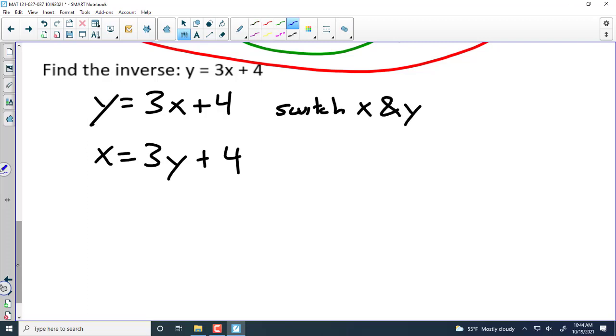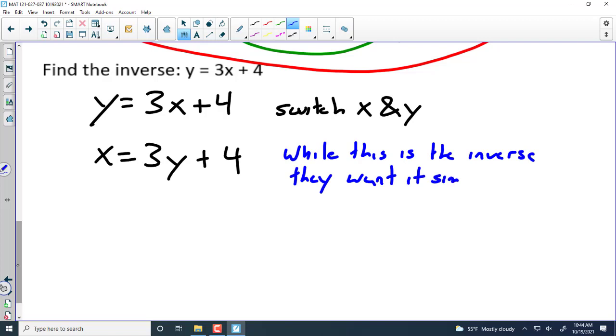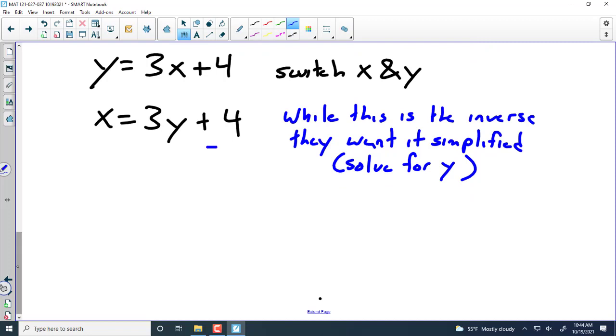Now the problem is with this one, and it's not a huge problem, but they don't consider this simplified. They don't like this. So while this is the inverse, they want it simplified. In other words, they want me to solve it for y. So yes, this is the inverse. I have actually done what they asked me to do, but if they ask me to simplify it or they don't like this answer, then what I would have to do is I would have to subtract the 4 from both sides. And then I have to divide both sides by 3.